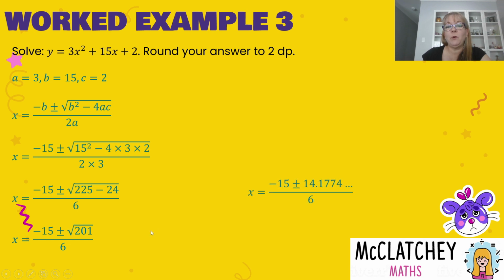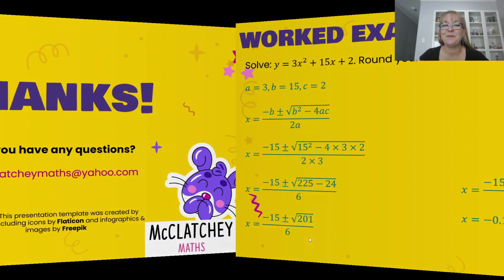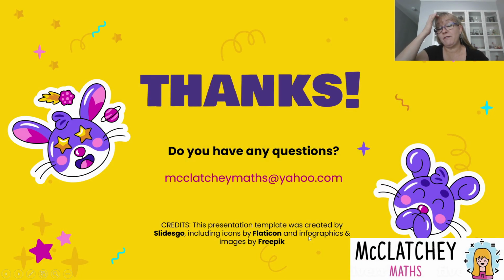Now it's time to pull out that calculator. So the square root of 201 is approximately 14.1774. We can now evaluate these one by one. Minus 15 plus 14 divided by 6, or minus 15 minus 14 divided by 6. We're going to get two solutions, both of which are negative: negative 0.14 rounded to 2 decimal places, or negative 4.86.